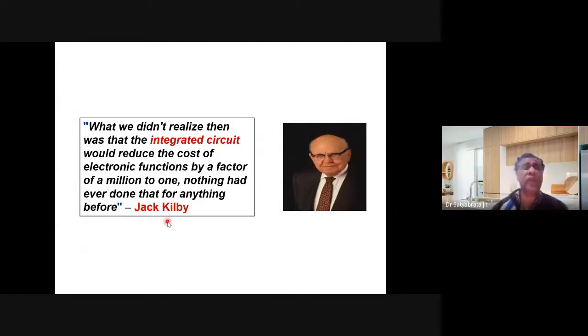So in his Nobel lecture, Jack Kilby mentioned that what we did not realize then was that the integrated circuit will reduce the cost of electronic functions by a factor of 1,000,000 to 1. Nothing had ever done that for anything before. So the cost factor was reduced from 1,000,000 to 1 with the development of the integrated circuits, right?